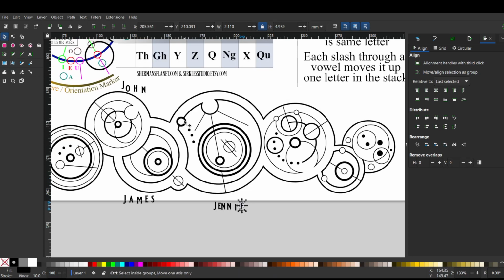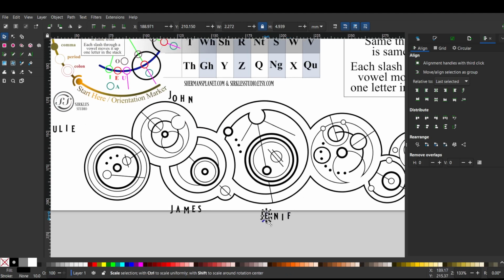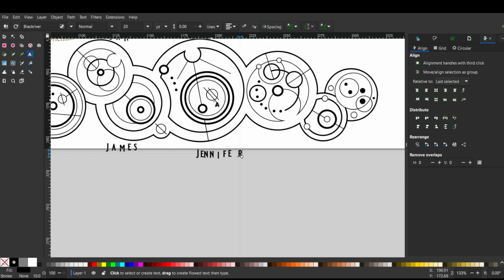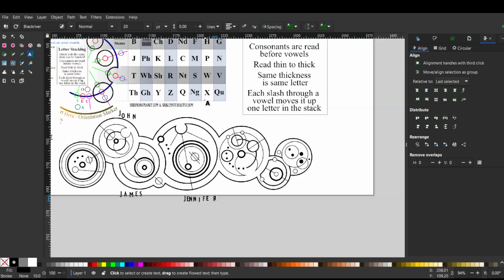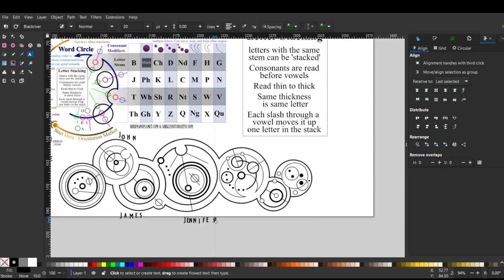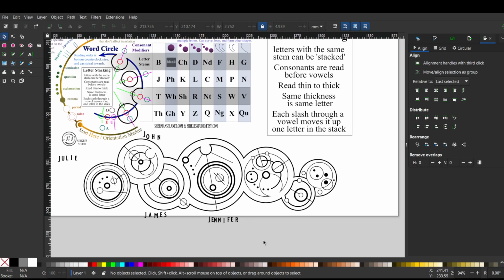And then we have another vowel, and that one's all by itself, just on the line of the word circle, so that's a plain E. And then we have our last letter, which is an R. Shallow divot with 3 dots. We check again up here. We have a shallow divot with 3 dots is an R. So there we have Jennifer.